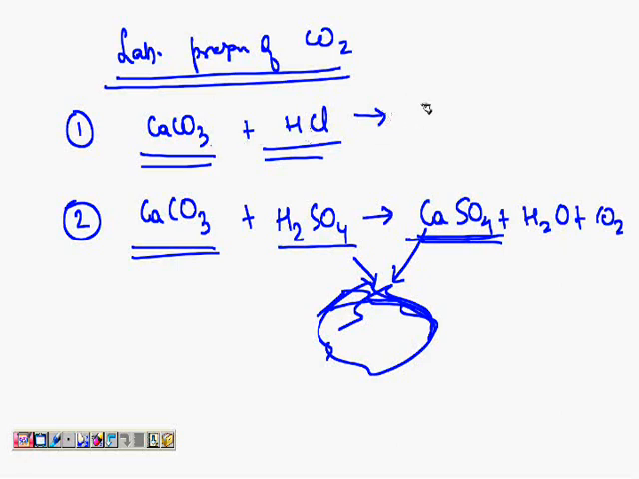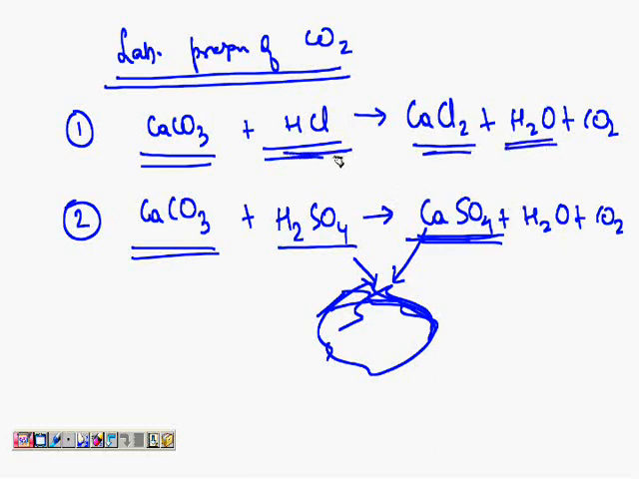In the previous example, with calcium carbonate we get CaCl2, and of course the other products are water and carbon dioxide. Calcium chloride formed in this case is soluble in water, so it will get removed. So more and more HCl will react and the reaction will continue. It will not be stopped in the middle. If you use sulfuric acid, calcium sulfate forms a protective layer which will stop the reaction.